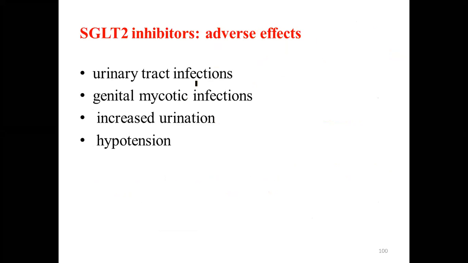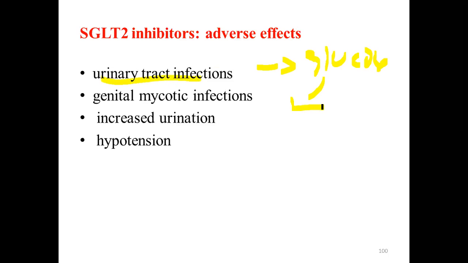So what is the major adverse effect of SGLT2 inhibitors? Remember, they increase the concentration of glucose in the urinary tract. Because of that, they can increase urinary tract infection. When you increase glucose in the urinary tract area, glucose is the base media for the growth of microorganisms, so UTI can even happen. And even in the genital area, there is a possibility of candida infection.